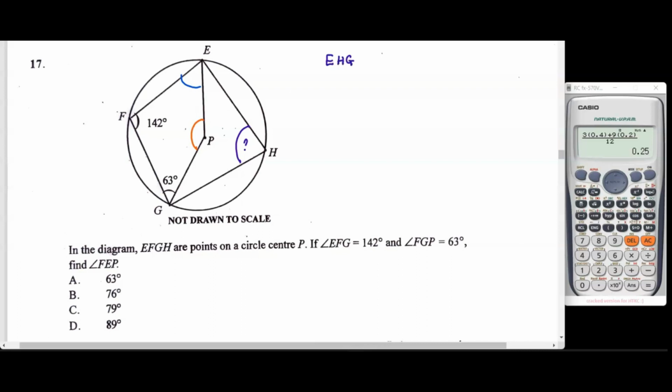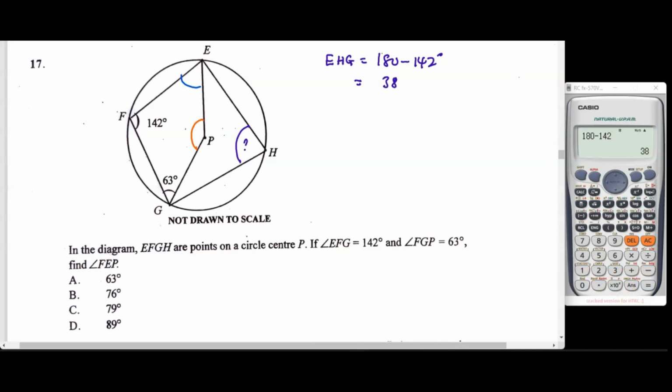So in doing so, maybe I'll find angle EHG, and that is going to be equal to 180 minus 142 degrees. As I said, the sum of the opposite interior angles of a cyclic quadrilateral. And therefore, that will be given as 180 minus 142, which leaves an answer of 38. So we have 38 here.